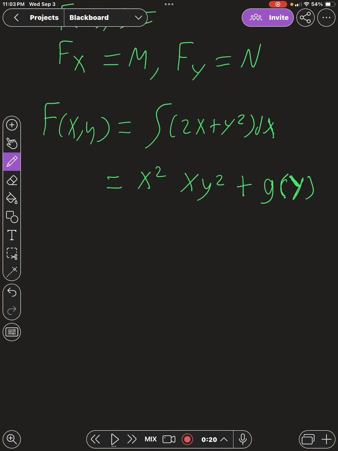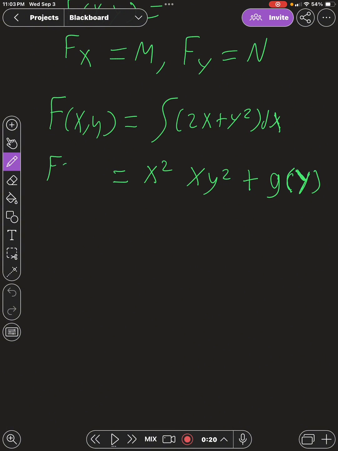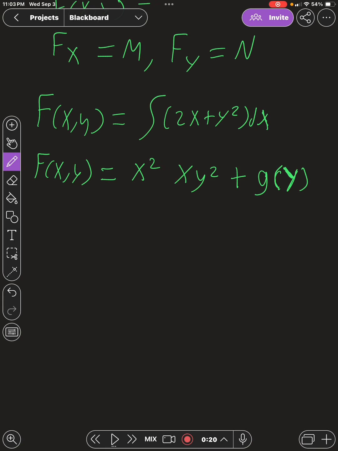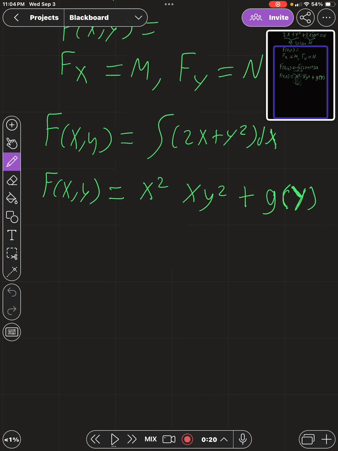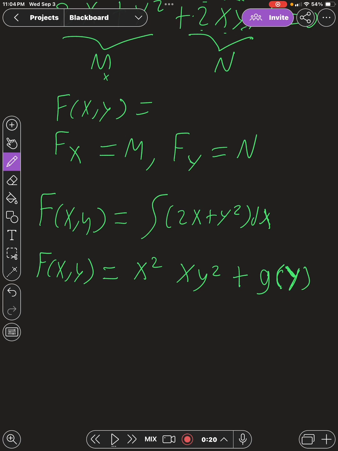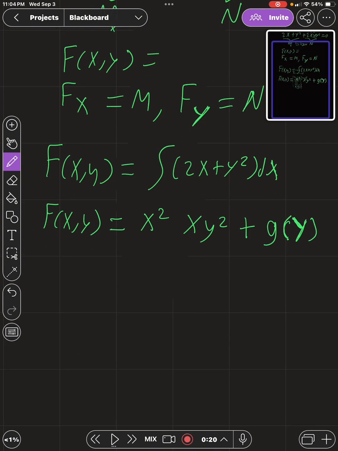So now that we have this potential function, it's called a potential function because it's potentially a full solution. We can differentiate this with respect to y, and it should match N. Because like I mentioned earlier, the derivative of f with respect to y will equal N, and the derivative of f with respect to x equals M. That's kind of how we work this out and figure out the actual solution.